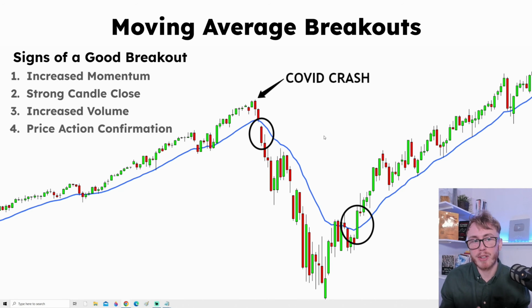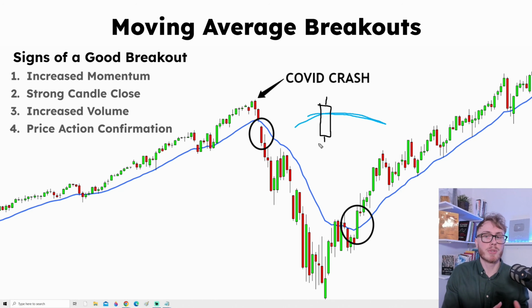And the last sign we're looking out for when it comes to breakouts is some type of price action confirmation. And what I mean by this, let's once again say that this blue line is our moving average. And we see a pretty nice breakout here with a strong candle close and a momentum candle. What some traders do here in order to confirm the breakout is wait for yet another candle to close below the moving average before they enter their trade. And this is what I mean by price action confirmation.